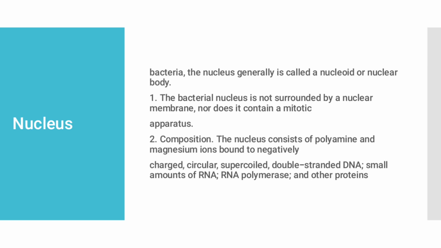Now we can talk about the nucleus. In bacteria, the nucleus is generally called the nucleoid or the nuclear body. The bacterial nucleus is not surrounded by a nuclear membrane, nor does it contain the mitotic apparatus. Composition. The nucleus consists of polyamine and magnesium ions bound to negatively charged circular supercoiled double-stranded DNA. A small amount of RNA, RNA polymerase, and other proteins are also present.